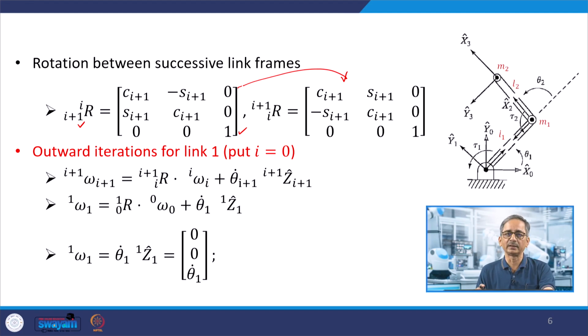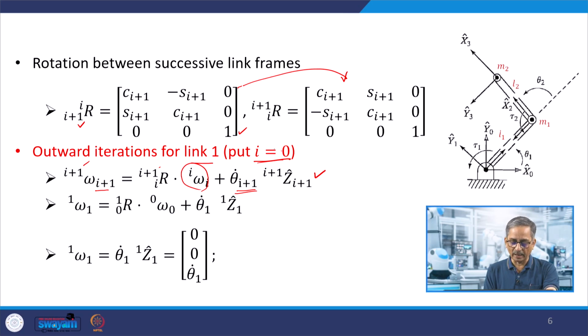As per the Newton-Euler algorithm, first we have to carry out the outward iteration. The outward iteration for link 1 can be carried out by putting i equal to 0 in the recursive equation. The recursive equation for angular velocity propagation is this: the angular velocity of the (i+1)th link expressed in the (i+1)th frame is equal to the angular velocity of the previous link, expressed in the (i+1)th frame, plus the (i+1)th joint velocity.